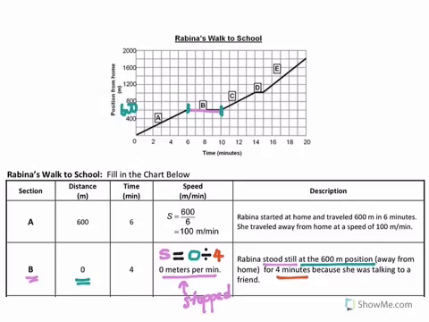But the time moved. The time went from 6 minutes all the way to 10 minutes. So that was 4 minutes that she just stood there. She was 600 meters from her house for about 4 minutes. So her speed was, well, nothing. She stopped. 0 divided by 4 is just 0 meters per minute. What we can say as a description is, well, Rubina stood still. That's a good way of saying she didn't go anywhere. She stood still at 600 meters away from her home for about 4 minutes. And why? You know what? She was talking to her friend.